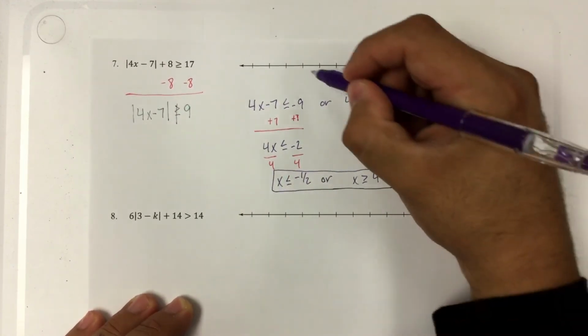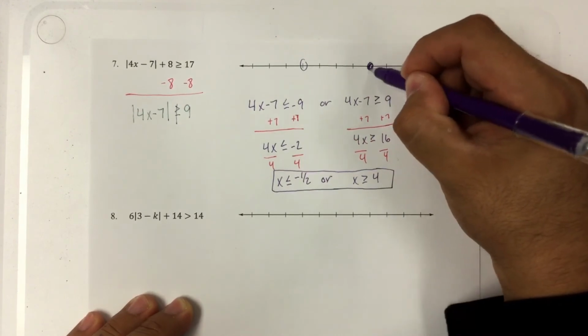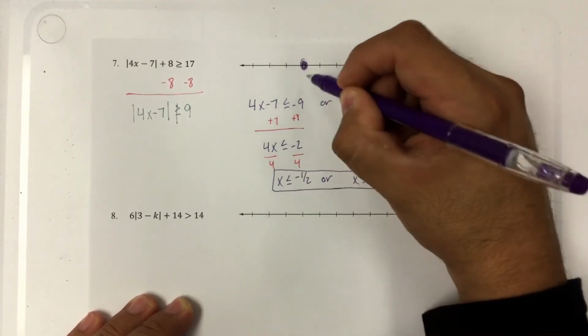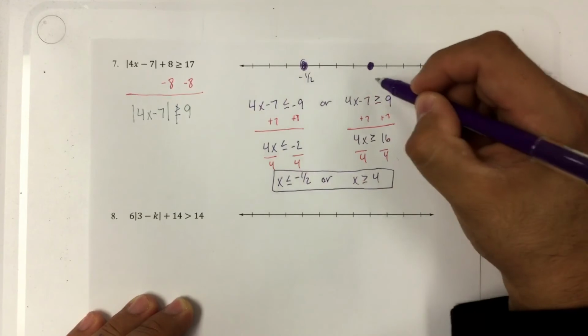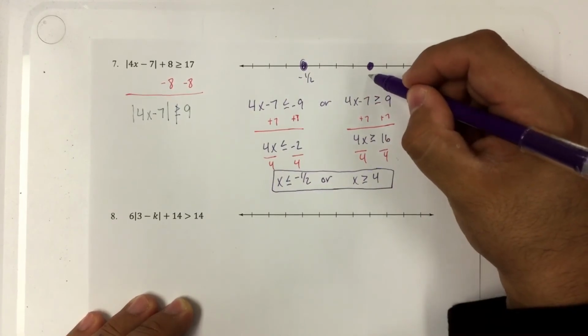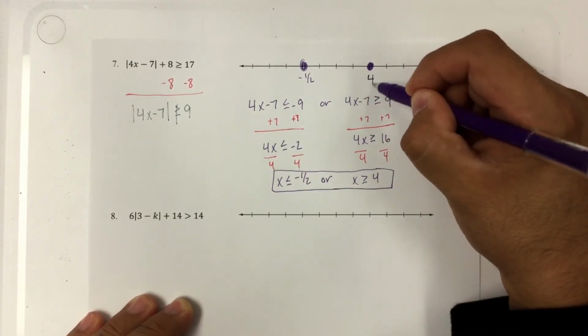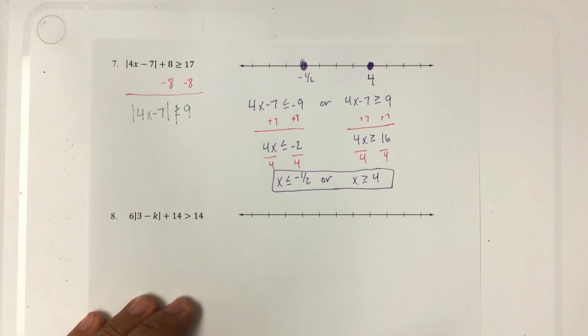Open or close circles? What number goes first? On the right? 4. Do I connect them or split them?